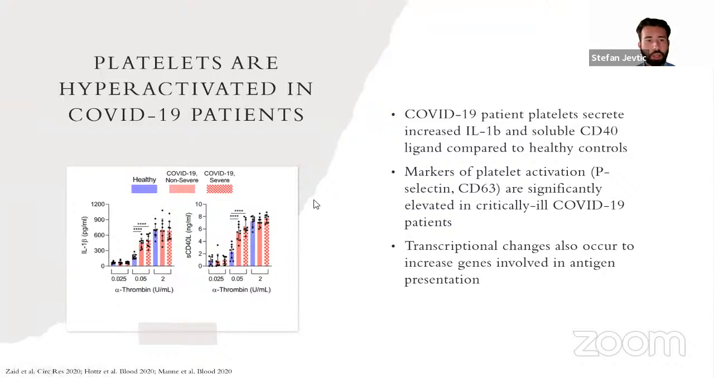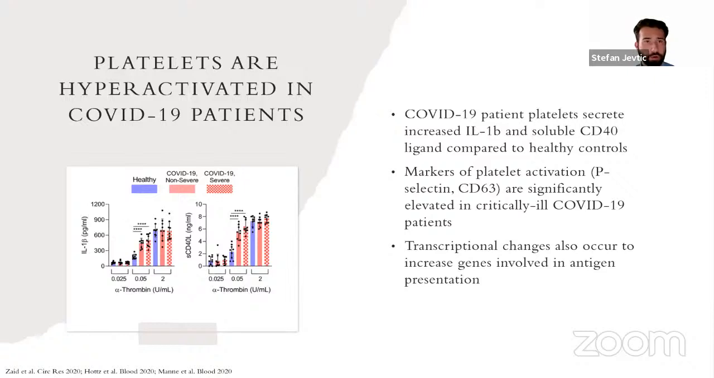And so this was a large study of over 100 COVID-19 patients, again, during the initial wave of the pandemic. And what it showed was that platelets from COVID-19 patients secreted increased levels of inflammatory cytokines and soluble CD40 ligand when triggered with a stimulus such as thrombin, as you can see here. Other studies confirmed that markers of platelet activation, such as P-selectin and CD63, were also significantly elevated in critically ill patients. And when genetic studies were done to investigate transcriptional changes, there was evidence of increased markers of platelet cell activation as well, really highlighting that COVID-19 triggers this pro-inflammatory hyperactivated platelet phenotype.